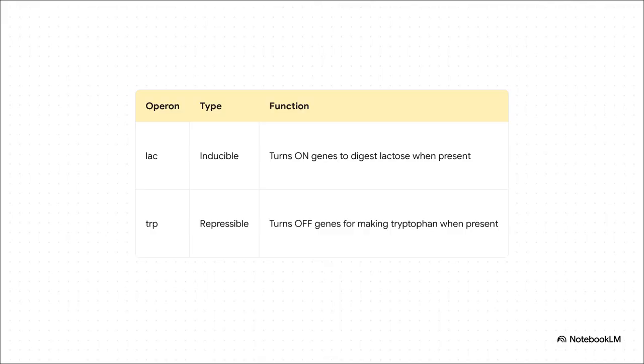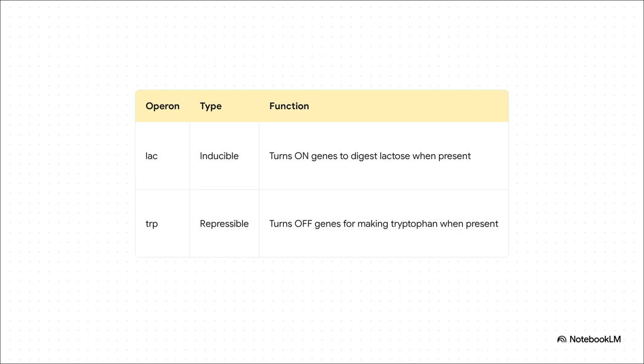And here are two textbook examples of this in action. The lac operon is inducible. It's the system for digesting lactose, or milk sugar. The bacteria only turn it on if lactose is around and its favorite food, glucose, is gone. It won't waste energy making lactose-digesting enzymes if there's better food available.